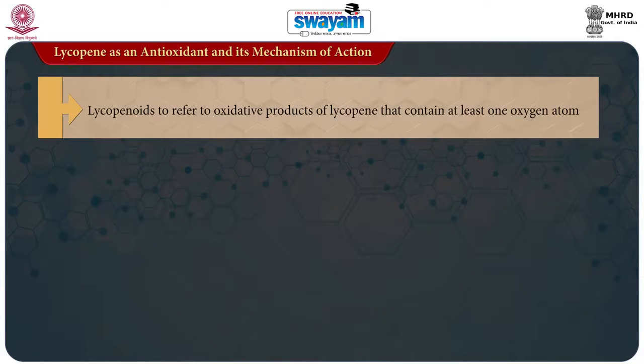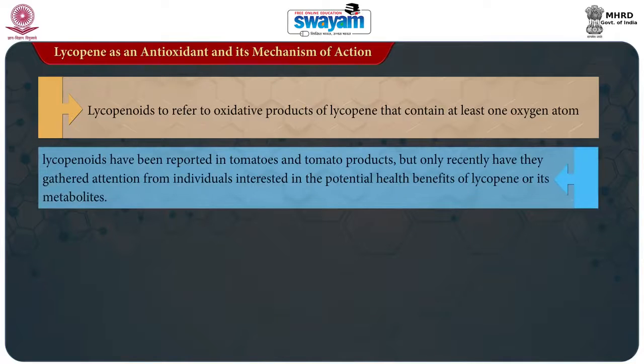Researchers have recently used the term lycopenoids to refer to oxidative products of lycopene that contain at least one oxygen atom. Historically, lycopenoids have been reported in tomatoes and tomato products, but only recently have they gathered attention from individuals interested in the potential health benefits of lycopene or its metabolites.